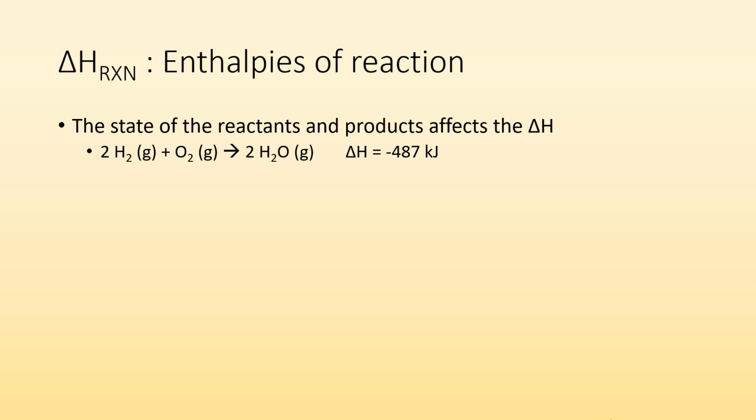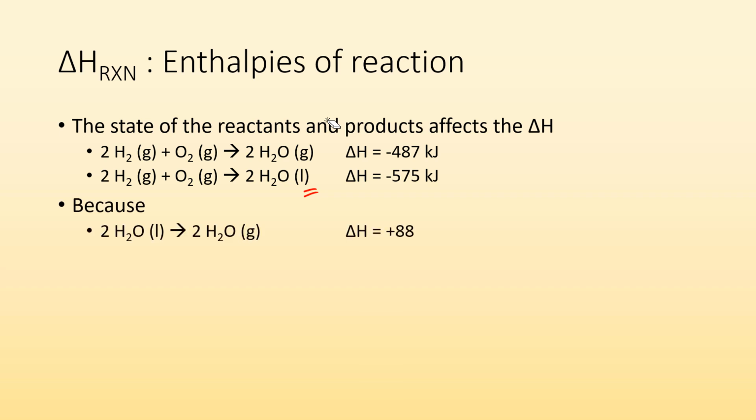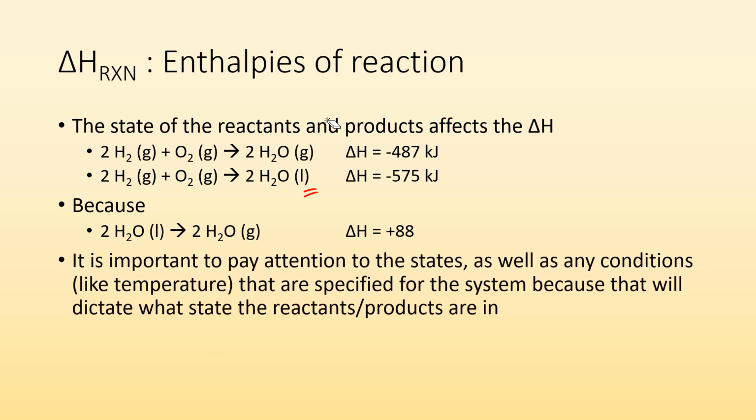If I start with 2 H2 gas and react it with 1 O2 gas to make 2 H2O gas, I'm going to have a certain delta H associated with that. But if instead of making H2O gas, if instead I made H2O liquid, my delta H is going to be different because I have a different product. It's not in the gas form, it's in the liquid form. And if you're going from liquid to gas or gas to liquid, you have a change in heat, right? If you want to turn liquid into gas, you have to give it some energy. So the delta H's must be different, right? And this is because that process takes heat. So it matters what phase you're in, what state you're in. So pay attention to that.